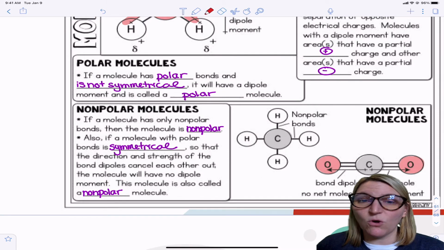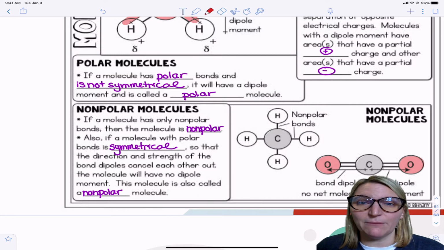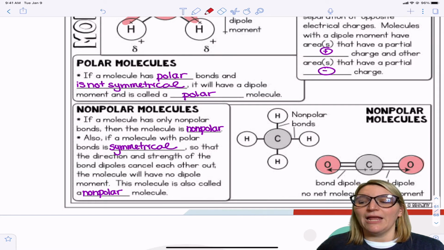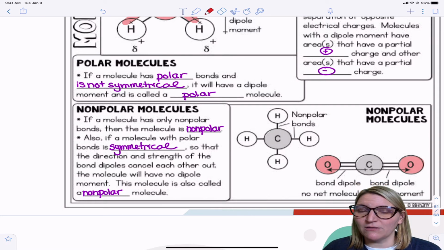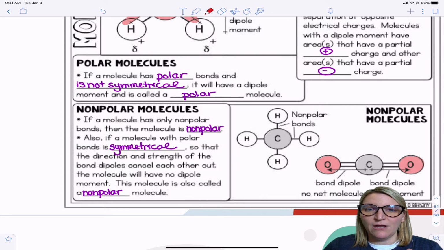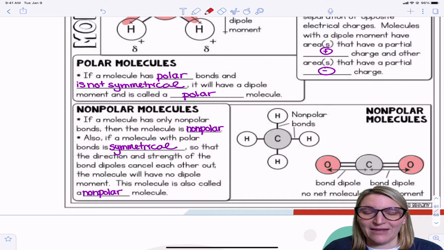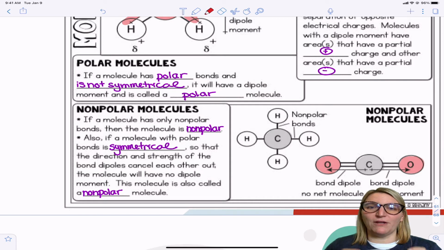If a molecule has only nonpolar bonds, then the molecule itself is nonpolar. This is most of those hydrocarbons that you studied about in biology, those lipids, those fats. If a molecule has polar bonds, but those polar bonds are symmetrical, so that the direction of those bond dipoles cancel each other out, then you can have a molecule that is nonpolar but contains polar bonds.